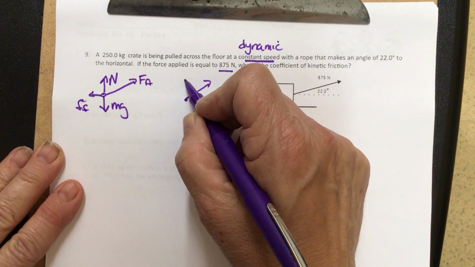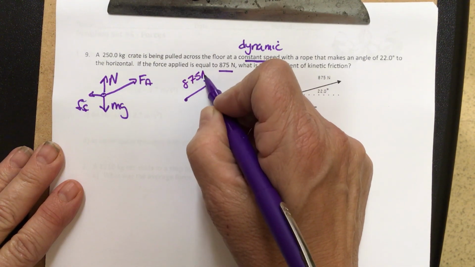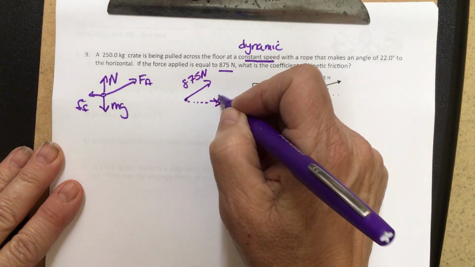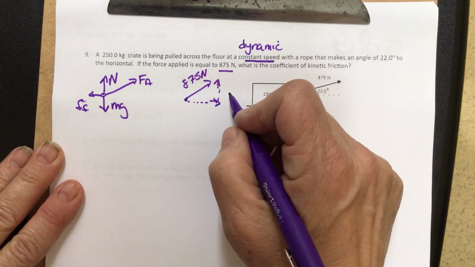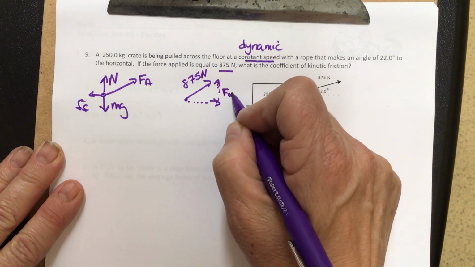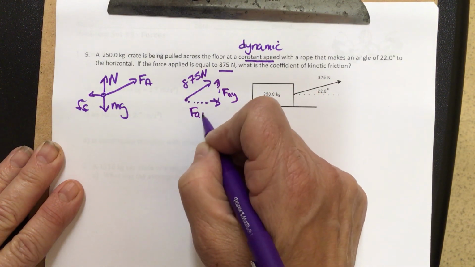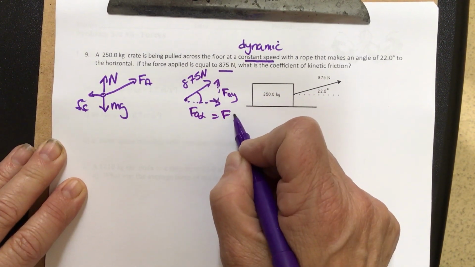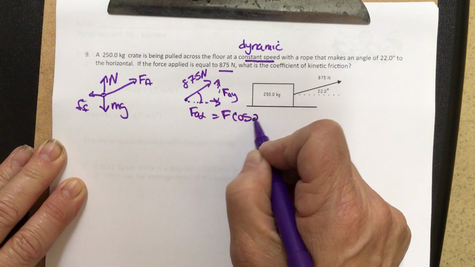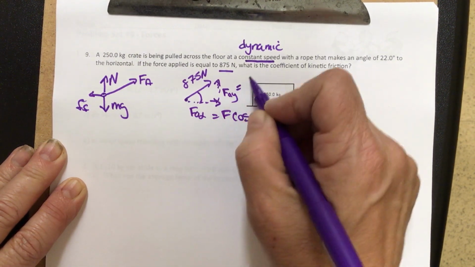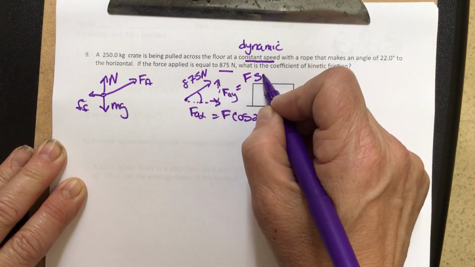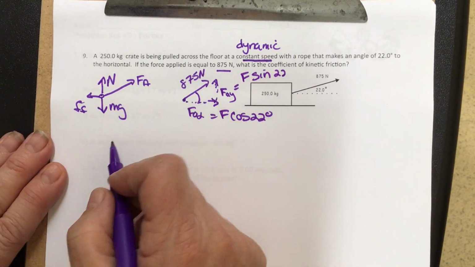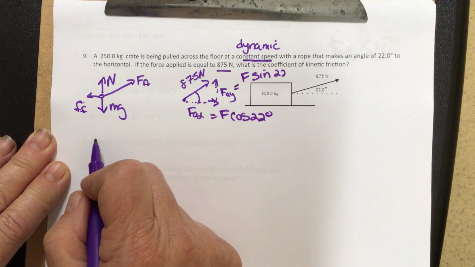So force applied, which is 875 newtons. This is the x direction of the force. This is the y direction of the force. So force applied y, force applied x, and this is going to be equal to the force times the cosine of 22 degrees, and this is going to equal the force applied times the sine of 22 degrees, right? Because we're just decomposing the vectors. All right, so let's do Newton's second law in both directions.